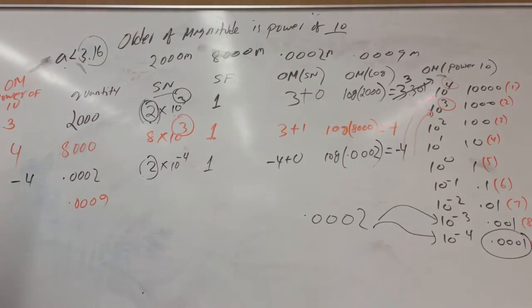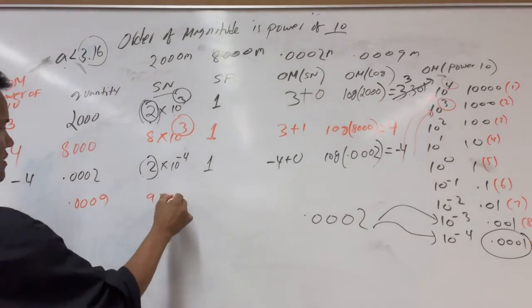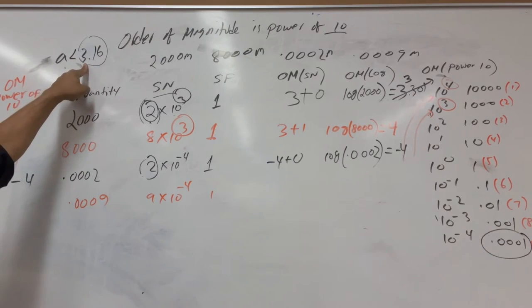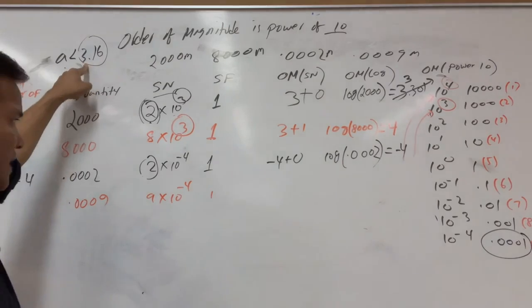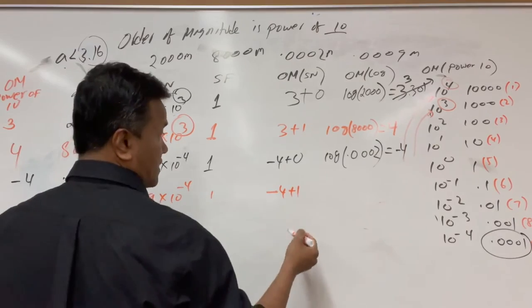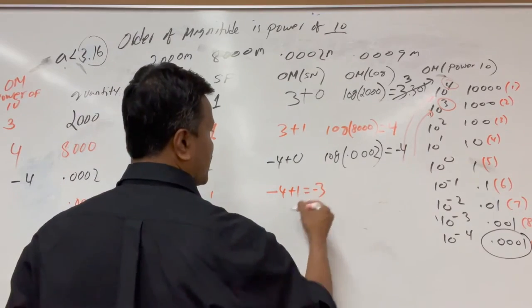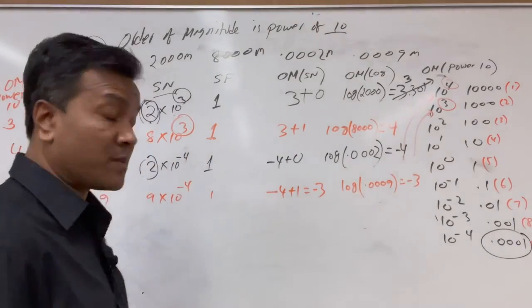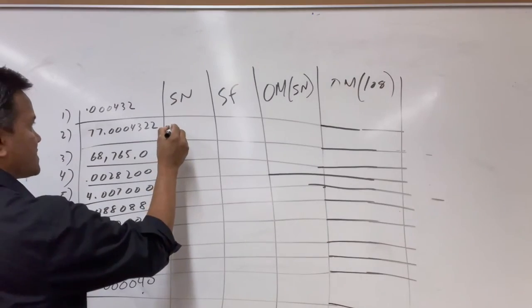0.009. And we're going to write 9 times 10 raised to negative 4. 1 sig fig. Is 9 smaller than 3.16? No, so we're going to add 1. So negative 4 plus 1 is negative 3. So the log is equal to negative 3. It rounds to negative 3, by the way. Okay, good.